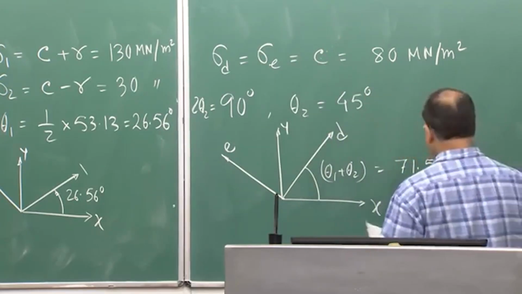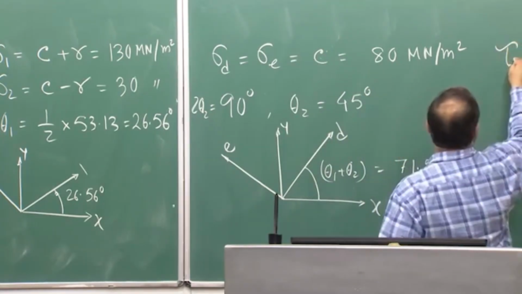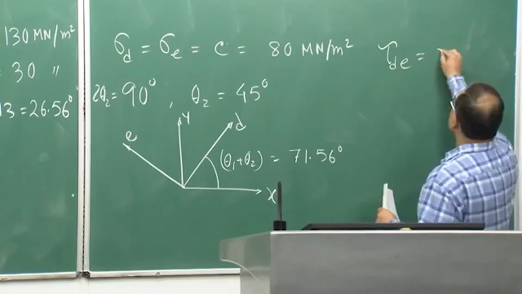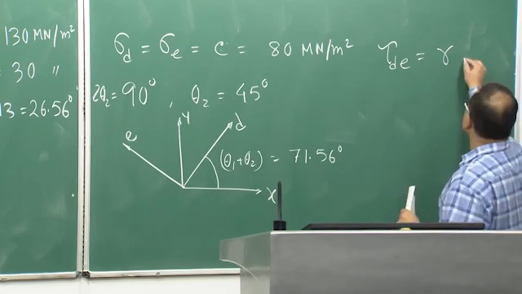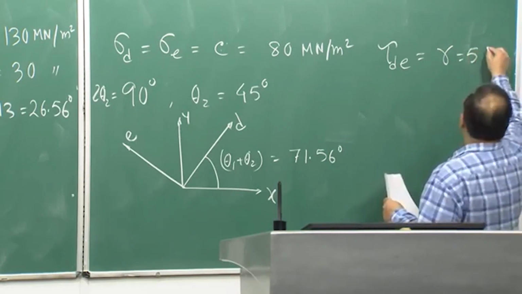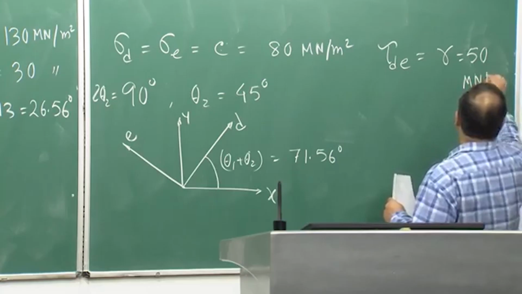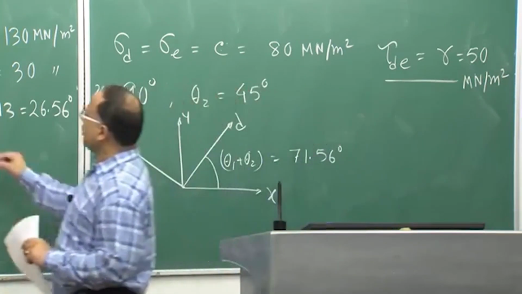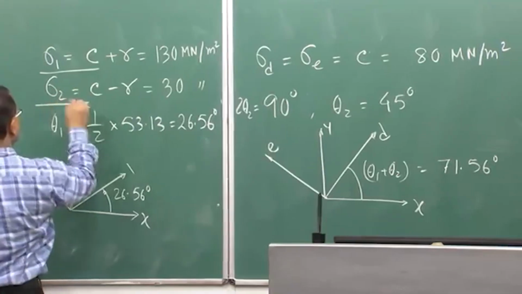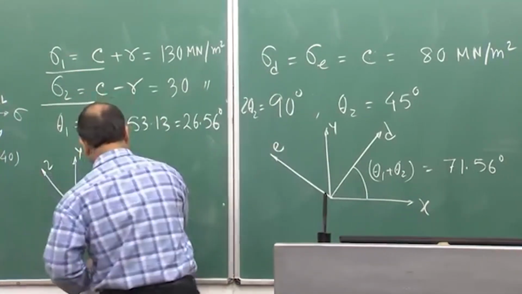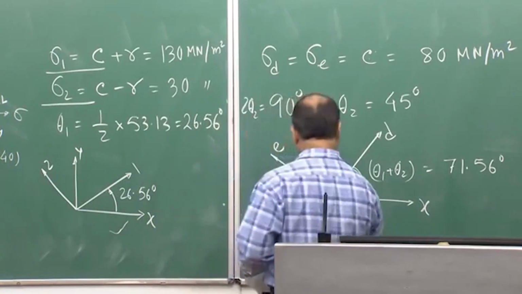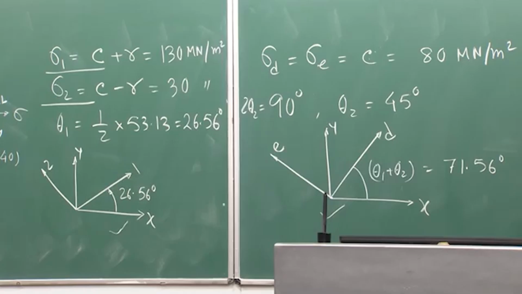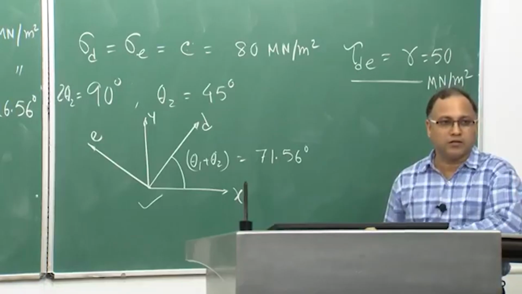And of course, the maximum shear stress, that is also important to be determined, that is nothing but the radius of the Mohr circle, and that is 50 meganewton per meter square. So, you have got maximum shear stress, you have got major principal stress, minor principal stress, and the orientation of the principal axis and orientation of the axis where maximum shear stress is occurring.